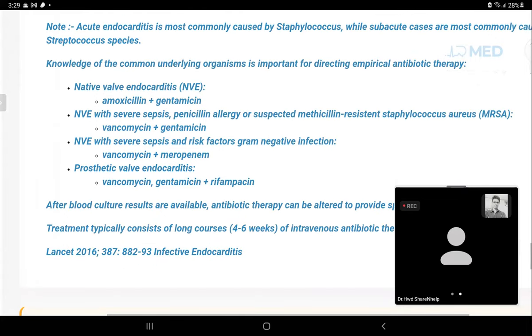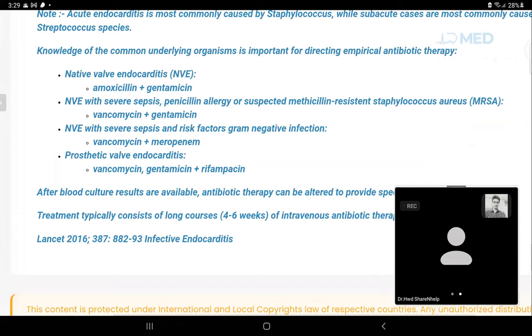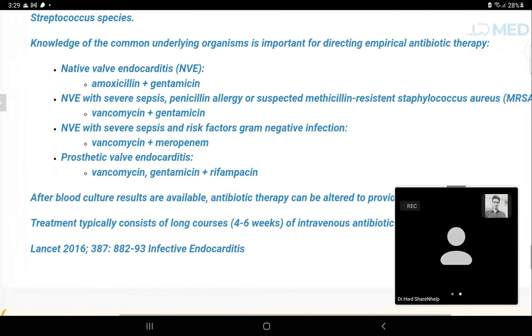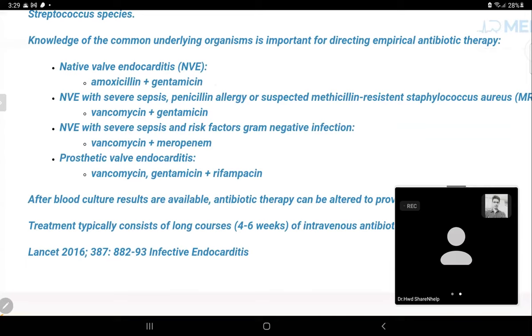We'd only give antibiotics when the blood cultures are positive for any of these organisms. For example, if the person has native valve endocarditis, if the person has severe sepsis, if they have risk factors, etc., that's when we go for these things as prophylaxis or empirical therapy: amoxicillin, gentamicin, vancomycin, rifampicin.